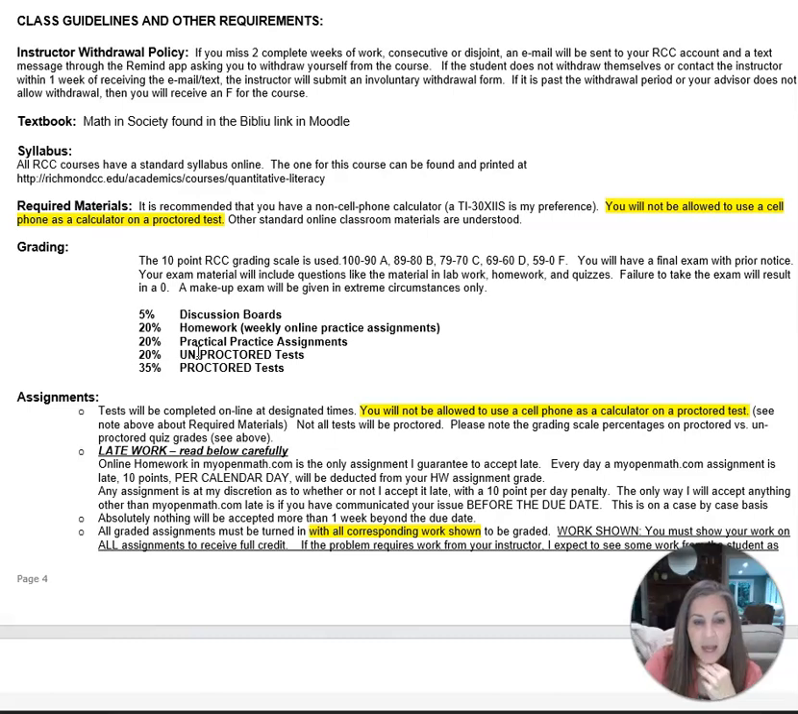Those are equal. But the majority of your grade in Math 143 W1 with Leslie Smith as your instructor comes from the proctored tests. We're only going to have 3. And you see right here, it's 35% of your grade. So if you think about it, let's see if I can write on this.